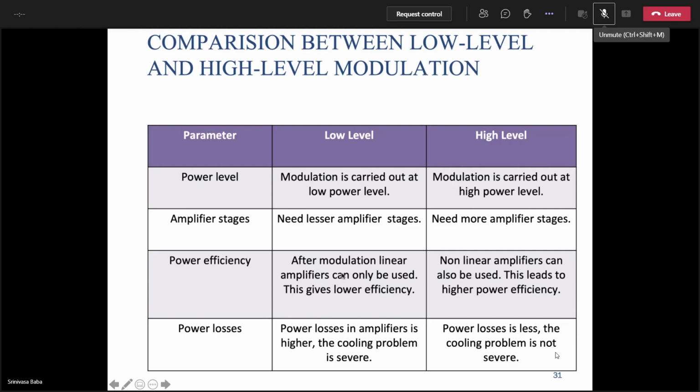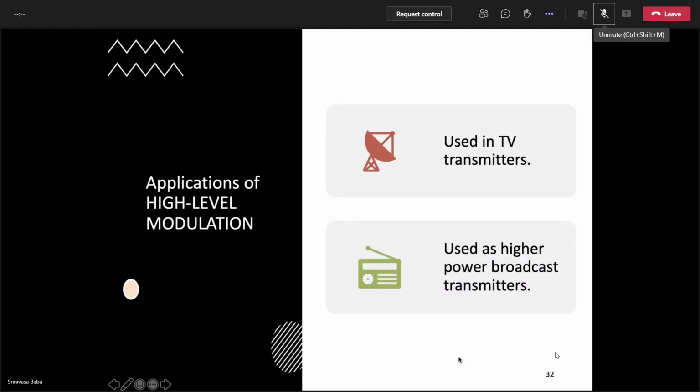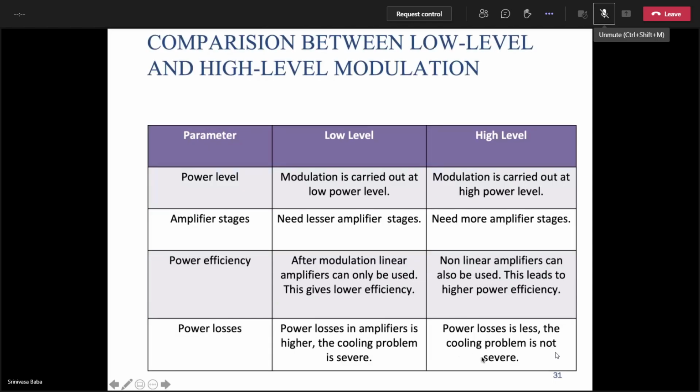And then after modulation, we will be using linear amplifiers. Here, no need to use any amplifiers after modulation, because whatever power that is required, we have achieved before modulation itself. And then the power losses: here the power losses are high, whereas here the amount of power losses are low. And whenever you are dealing with high powers, cooling problem will be there.